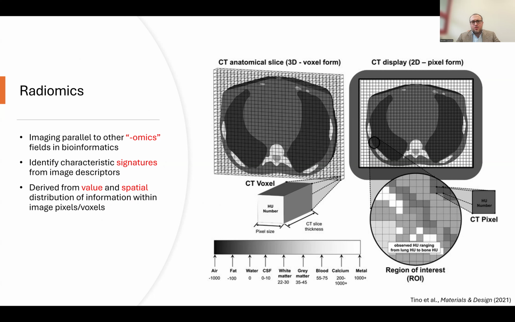hypothesizing that we should be able to identify signatures hidden within the gray level values in our medical imaging exams, so in our pixels and our voxels. And these signatures are then valuable descriptors of pathology or different phenotypes within a pathology, and these can then help us in correctly managing our patients.